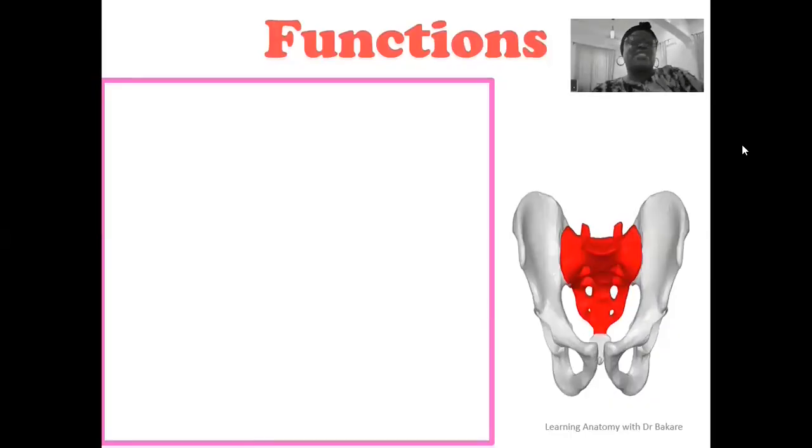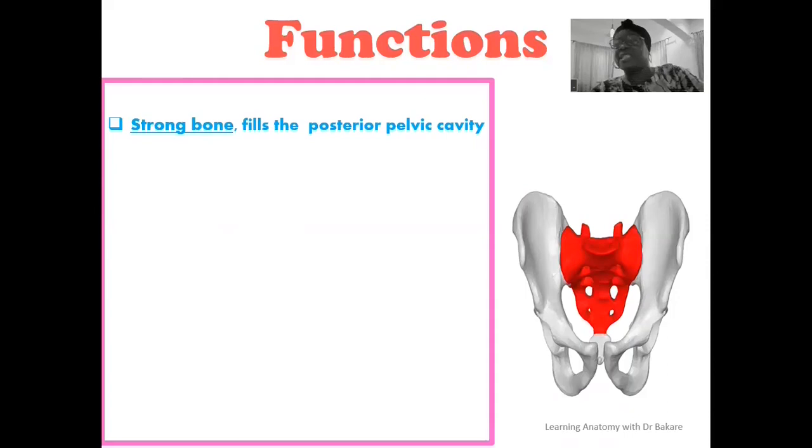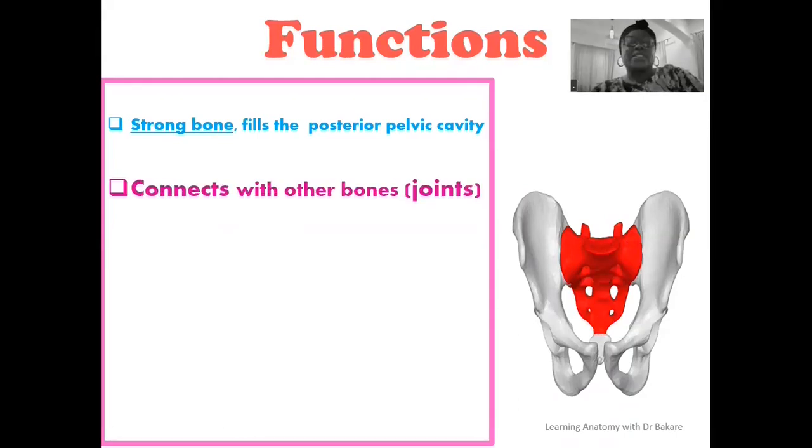Before we dive into the general morphology of the sacrum, let's try and highlight the functions of the sacrum. The sacrum is a very strong bone when compared with its counterpart in the vertebral column. It is a strong bone that is seen to fill the posterior part of the pelvic cavity. So this structure that is highlighted here in this image is the sacrum, and it is seen to fill the posterior region of the pelvic cavity. It is also seen to connect with other neighboring bones. If you look at the sacrum, you see that it has a number of bones around it.